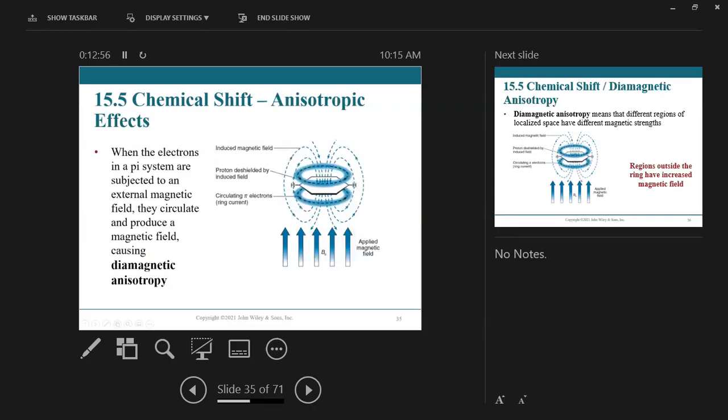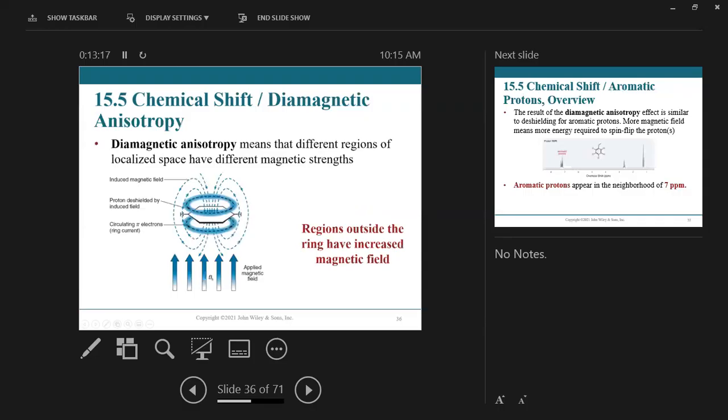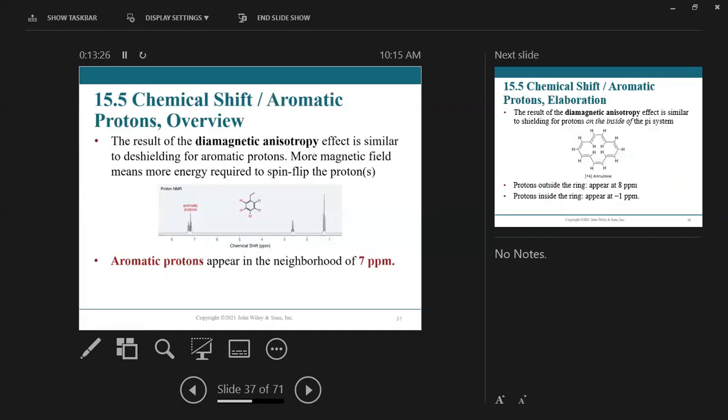Let me see something here. So when the electrons in a pi system are subjected to an external magnetic field, they circulate and produce a magnetic field causing diamagnetic anisotropy. And we're talking about maybe like benzene here, or some type of pi system. This diamagnetic anisotropy means that different regions of the localized space have different magnetic strengths. And here they're showing you some type of phenol group where we see the aromatic protons over here.